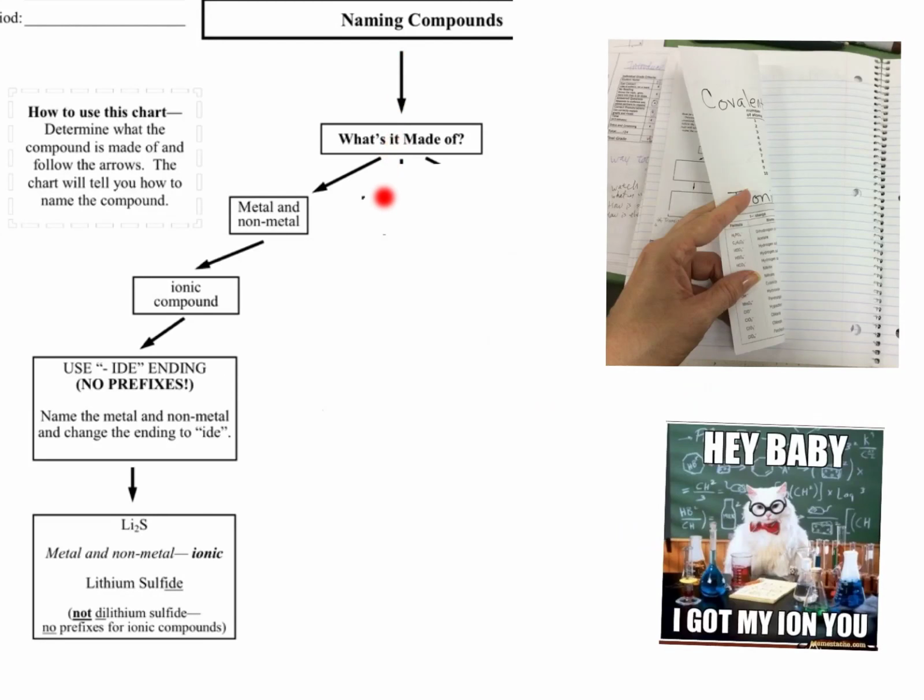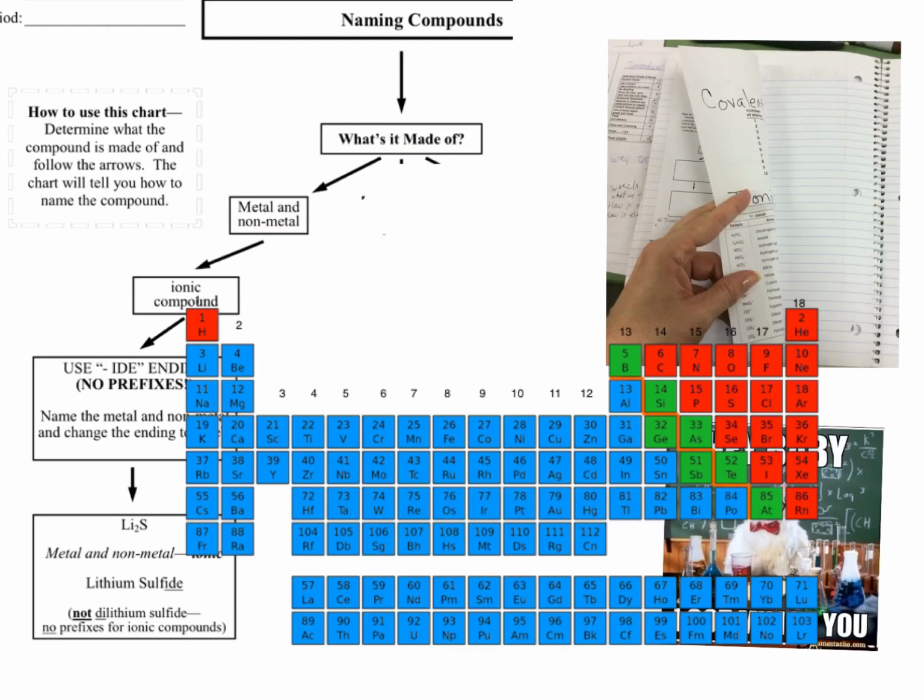So naming compounds, what is it made of? Metal and a nonmetal. This is the first question we should always be asking, what's it made of? And if it's a metal and a nonmetal, then you know it's going to be an ionic compound. And remember that the way to tell whether it's a metal or a nonmetal is by looking at the periodic table. Anything to the left of the stair step, everything that is blue, is a metal. Everything to the right is a nonmetal.